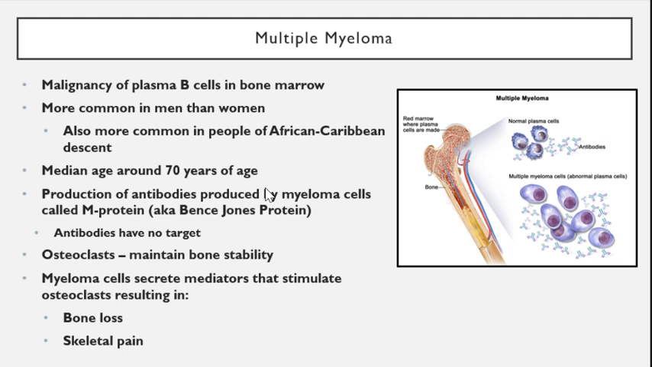But what you get is this production of this thing called an M protein, also called the Bence-Jones protein, but I don't know. I've never heard anyone call it that. I just see M protein. And what this is, it's a protein that antibodies will start to be developed against.